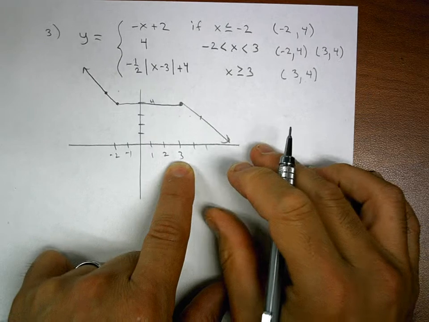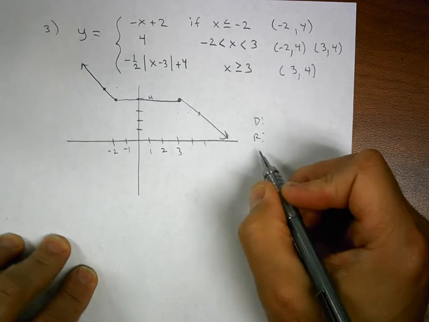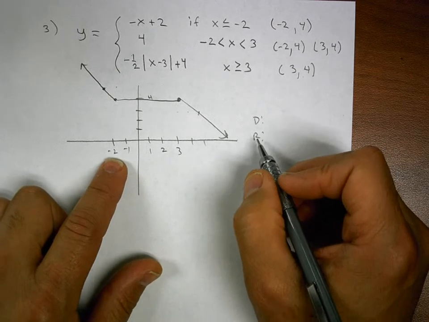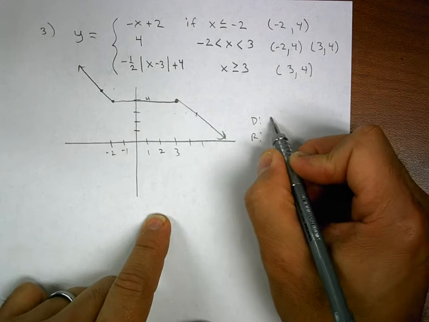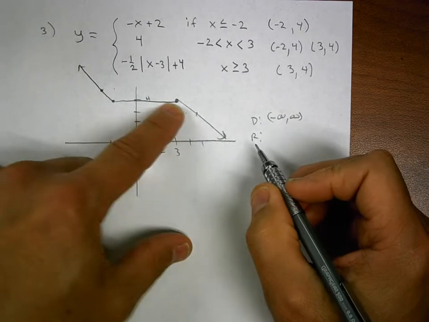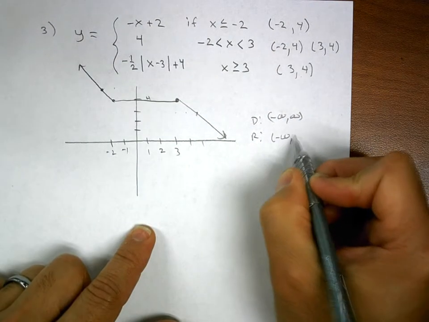Okay. Domain and range. Perfect. Okay. So domain and range, all the x's are covered, so negative infinity to infinity. And the range of heights, this goes down forever, it goes up forever, so negative infinity to infinity. There we go.